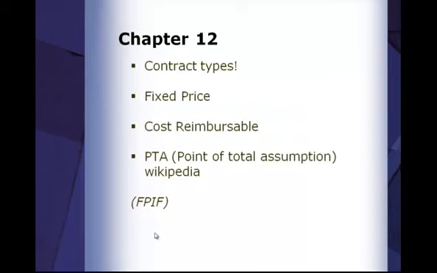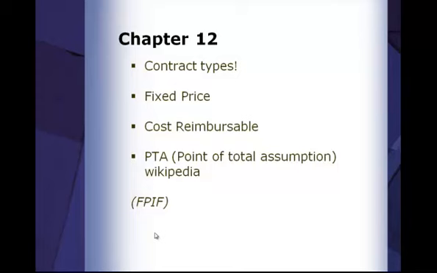Chapter 12. This is all about procurement, as you know. So contract types, fixed price contracts, cost reimbursable, point of total assumption, very important one. Read it up on Wikipedia. Talking about things like the seller and the buyer and which contracts are best for the seller, which ones are good for the buyer, that kind of stuff, or which one is best.